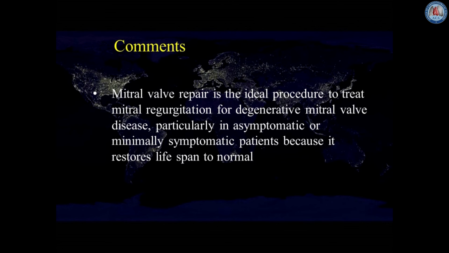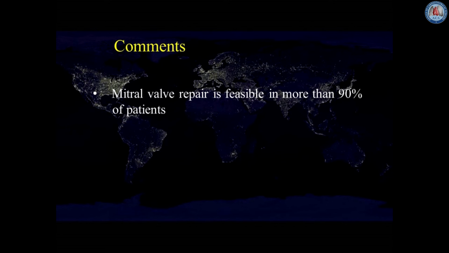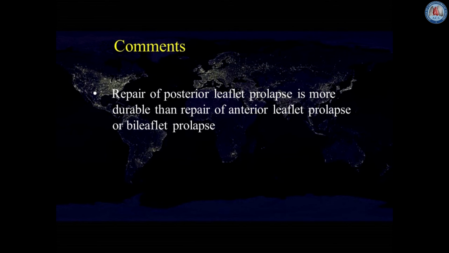Mitral valve repair is the ideal procedure to treat mitral regurgitation for degenerative disease of the mitral valve, particularly in asymptomatic or minimally symptomatic patients, because it restores lifespan to normal. Mitral valve repair is feasible in more than 90% of the patients in units with experience in this procedure. Repair of posterior leaflet is more durable than repair of the anterior leaflet prolapse or bileaflet prolapse.